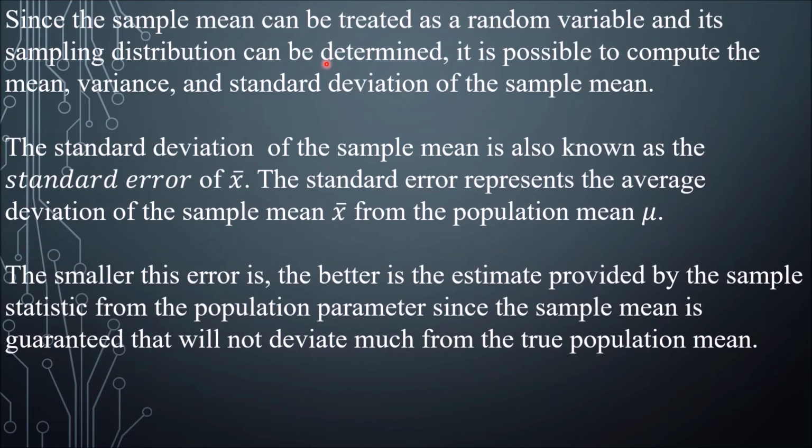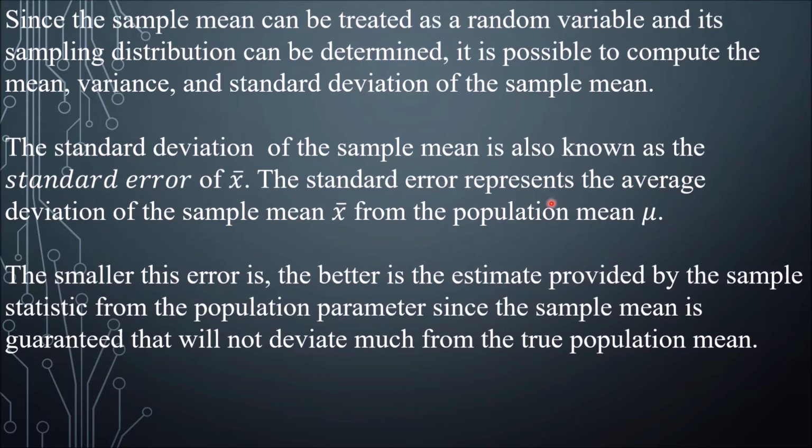Since the sample mean can be treated as a random variable and its sampling distribution can be determined, it is possible to compute the mean, variance, and standard deviation of the sample mean. The standard deviation of the sample mean is also known as the standard error of the sample mean. So standard deviation is also called the standard error.